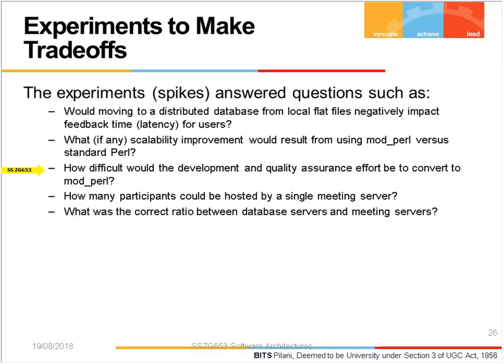What type of quality assurance does mod Perl give you? How many participants can you try out on a single meeting server? You might do some experiments on the server and actually try it out. Spikes are POCs. I'm using my own language. POCs are proof of concepts. So in Agile, small experiments that you do are called spikes, which come back as feedback for your stakeholders meeting to revamp your original decision on your architectural decisions or trade-offs.